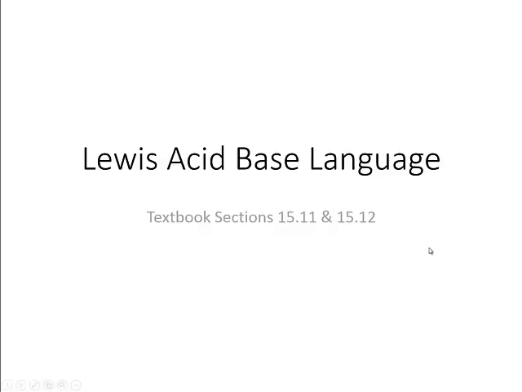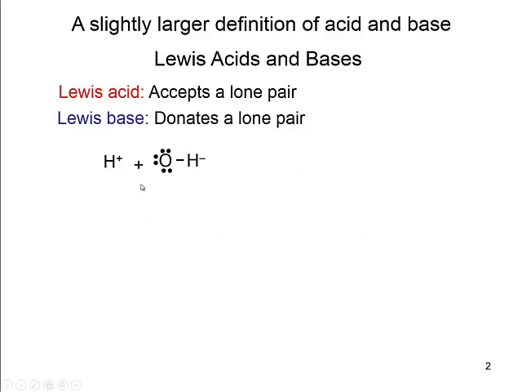The last topic in acid-base chemistry comes from textbook sections 15.11 and 15.12, and it presents the most recent and broadest definition of acids and bases. These are called Lewis acids and Lewis bases, named for G.N. Lewis, one of America's great chemists who spent his career at the University of California, Berkeley. Lewis's definition for an acid and a base again works on this donor-acceptor idea, but without thinking about protons.